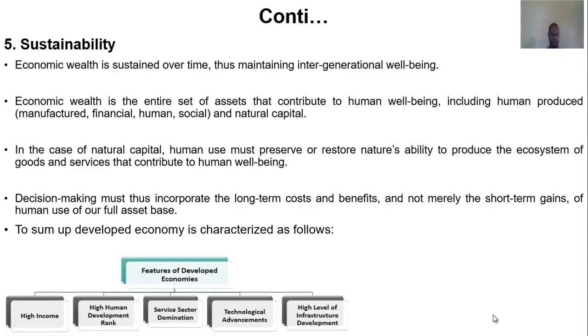To sum up, a developed economy is characterized as follows. Okay, there is high income, as you see. There is high human development rank, service sector domination. The large part of the economy should be dominated by the service sector. Technological advancement, high level of infrastructural development, just characterizes economic development.